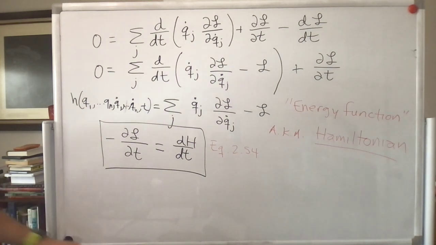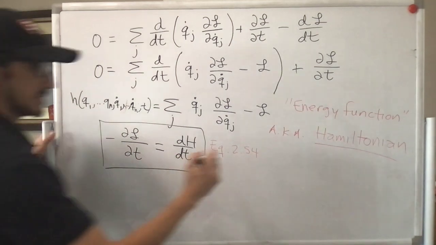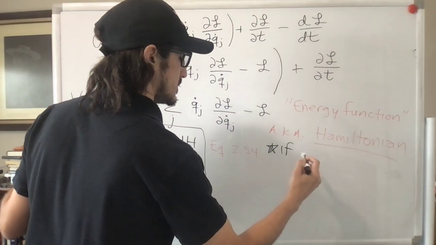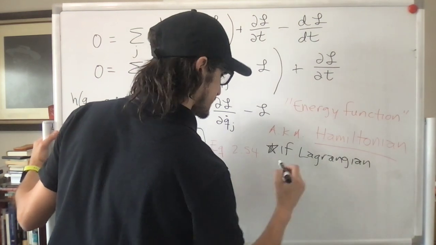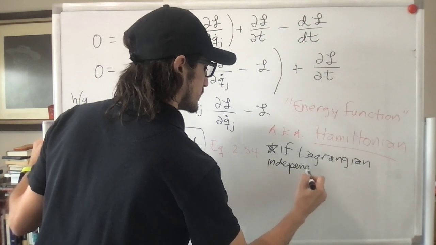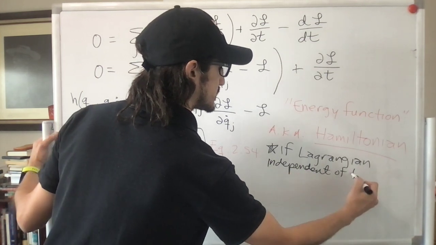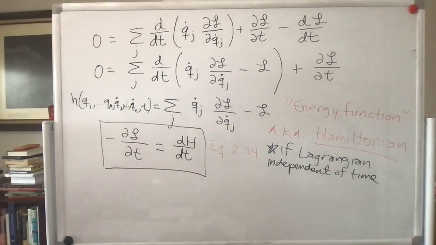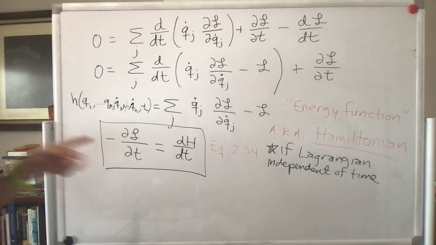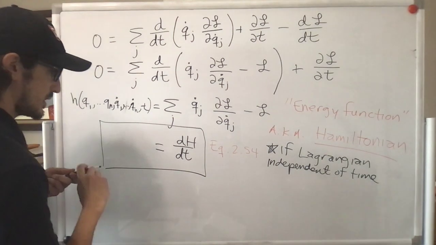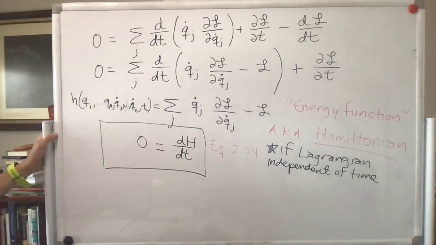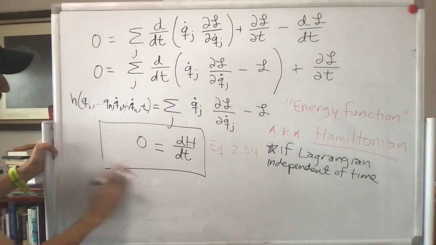So if the Lagrangian is independent of time, then this thing is zero. So we get that the derivative of the Hamiltonian with respect to time is zero. And so the energy H is conserved.